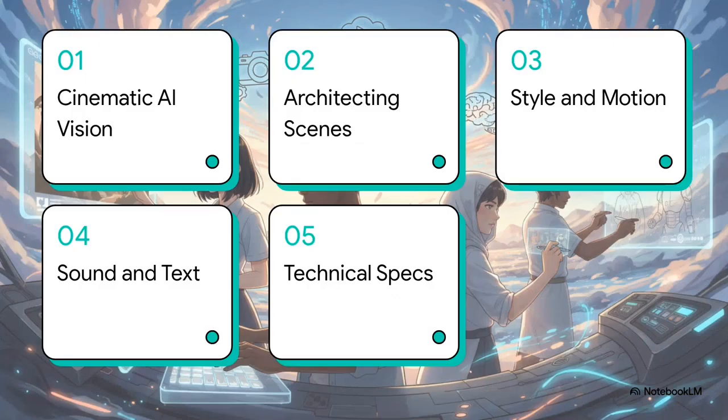Here is our roadmap for today. First, we'll look at the cinematic AI vision. Then, architecting the main scenes. Third, directing style and motion. Fourth, soundscapes and text elements. And finally, technical specs and guardrails.